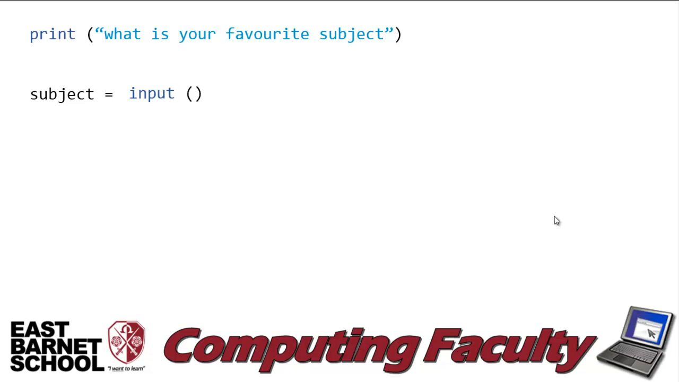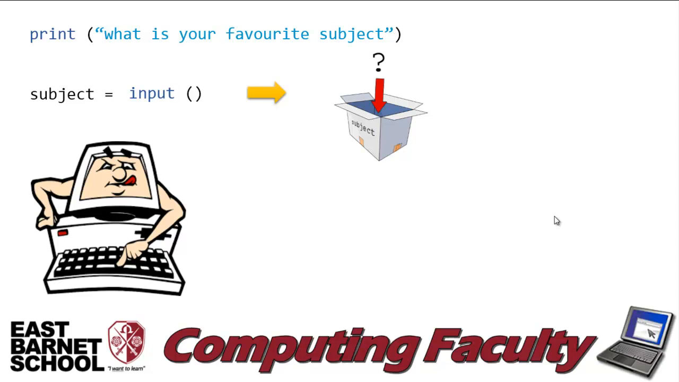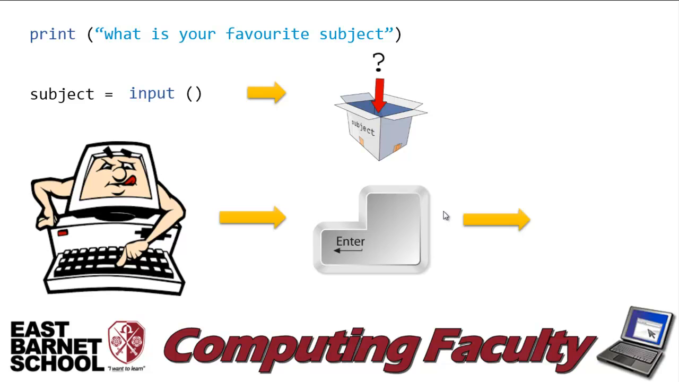Now when we run the program here, whatever's input is going to be put into subject. So we've created a variable called subject, and now we're waiting for the user response. When the user keys in a value, presses enter, that value will then be stored inside the variable subject. So instead of coding it within your program, it's going to be entered by the person using your program.